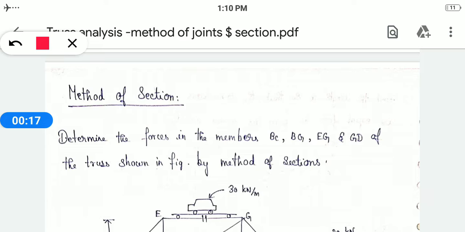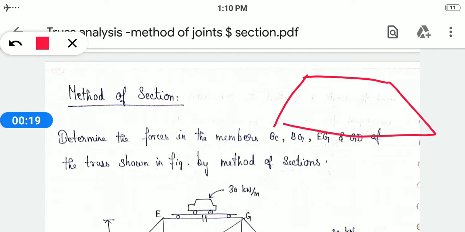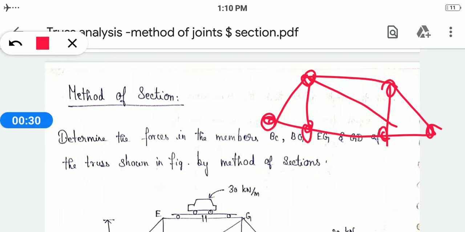See here, consider a truss like this. When you're analyzing using the method of joints, you take each joint and analyze it separately to find the force of the members, finding the member force at each point. So using the joints, you calculate the member forces. This is the method of joints.